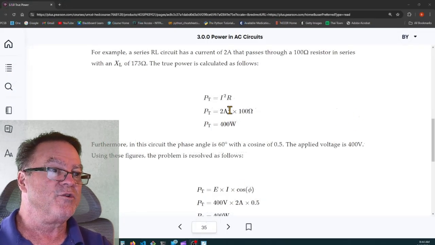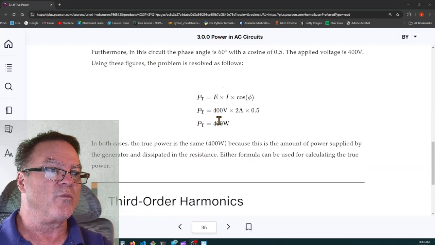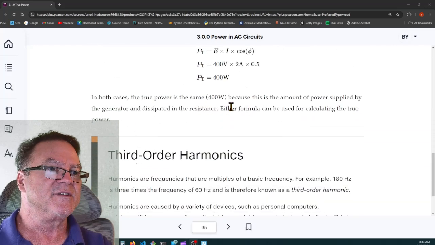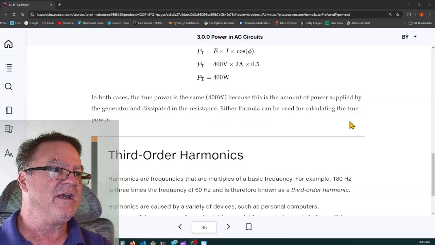So that's what they did. 2 amps squared times 100 was 400 watts. In both cases, the true power is the same because this amount of power is supplied by the generator and is dissipated in the resistance. Either formula can be used for calculating the true power.